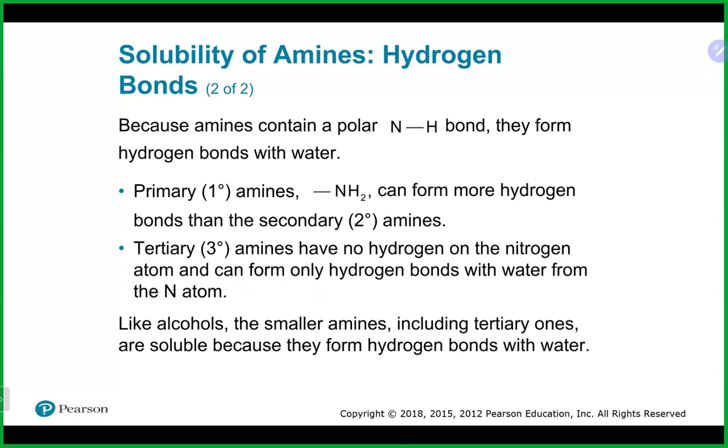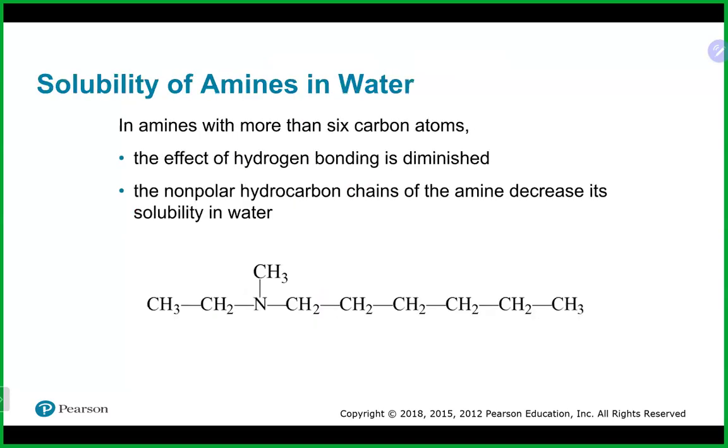Because amines do contain that N-H bond, they will hydrogen bond, and again, the tertiary cannot do that because it has no hydrogen. So if amines are more than 6 carbons, the effect of hydrogen bonding is diminished, and basically the nonpolar part of it makes it not soluble, as you will see with a primary or secondary. The nonpolar hydrocarbon chain decreases the solubility.